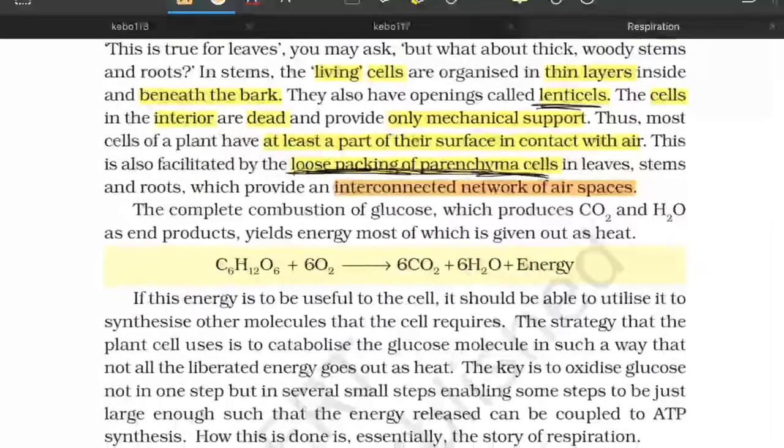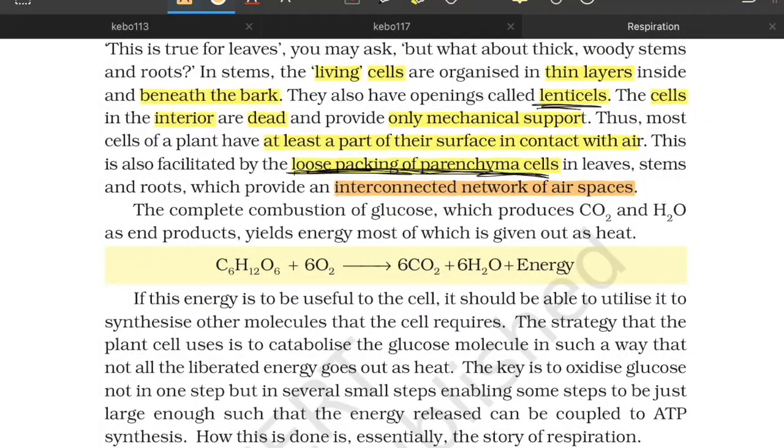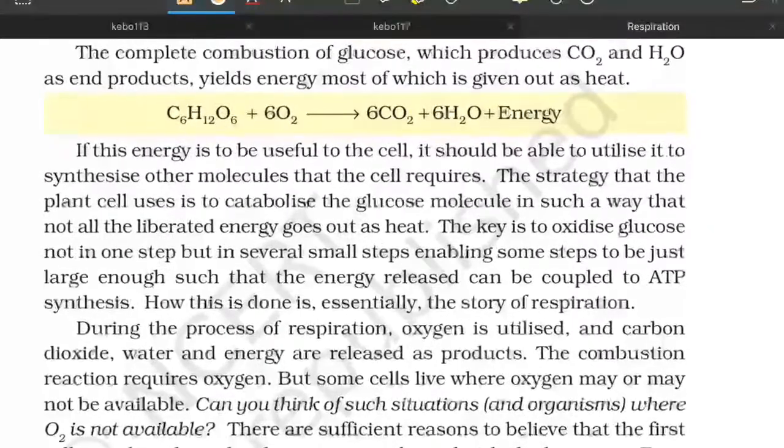The complete combustion of glucose, which produces carbon dioxide and water as end products, yields energy, most of it given out as heat. If this energy is to be useful to the cell, it should be able to utilize it to synthesize other molecules that the cell requires.